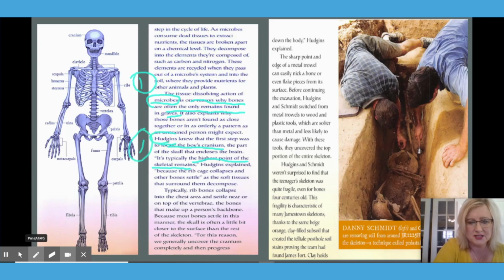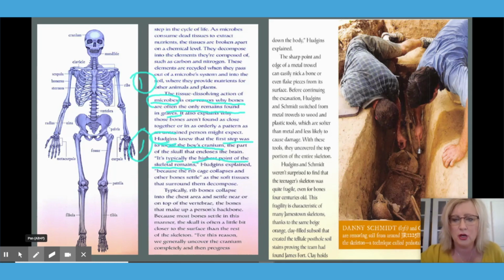What did Hudgens say was the first step in locating the boy's cranium? Well, your answer could be they search for the highest point of the skeletal remains. A student might also ask another type of level 1 question, turn that around. What is usually or typically the highest point of skeletal remains? And the level 1 answer would be the cranium or skull. Again, very simple level 1. We don't have to do a lot of thinking there. It's laid out for us right there.